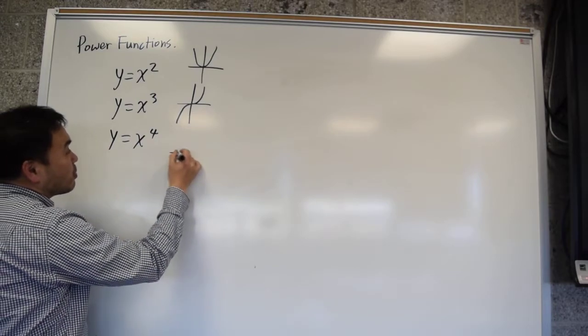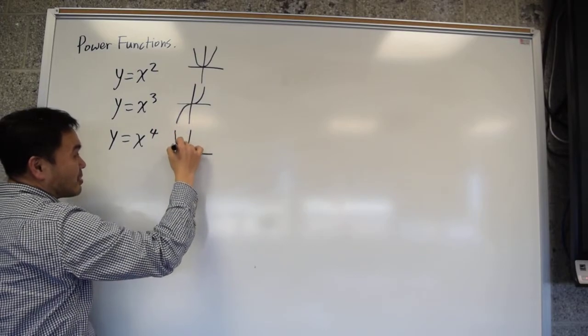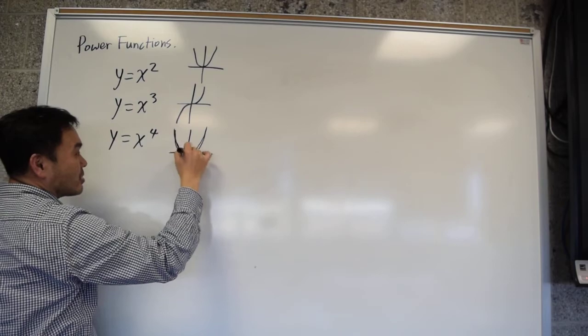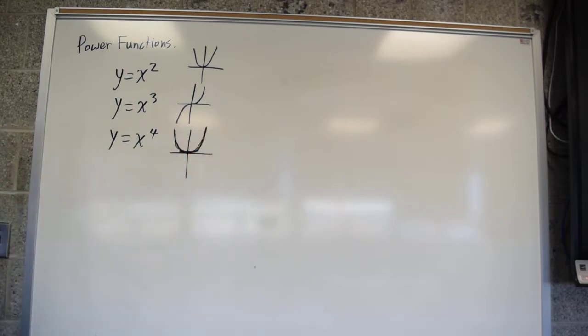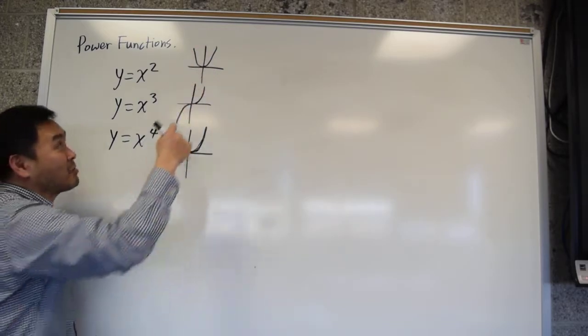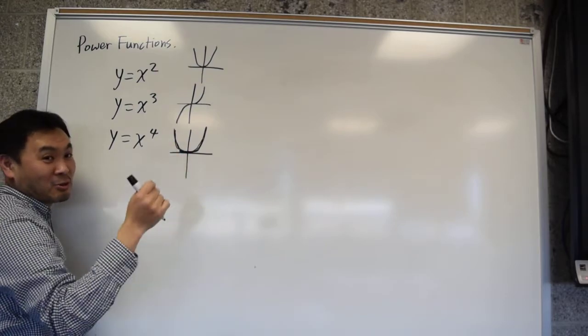y equals x to the fourth is just like this parabola, but it's somewhat flat in the middle. So if this was the tip of the pencil lead, this would be what the pencil lead would look like after you used it a lot.